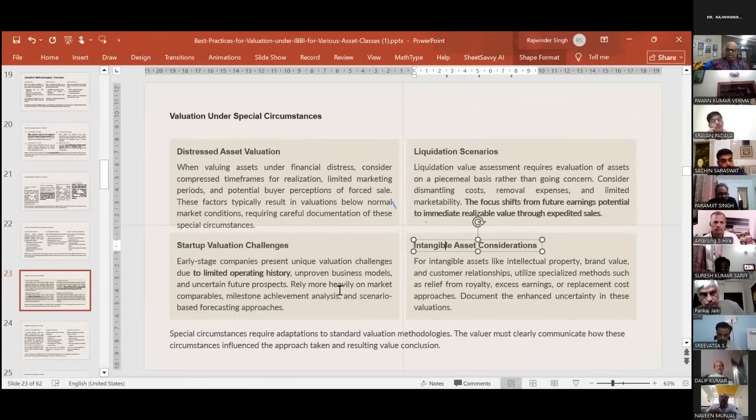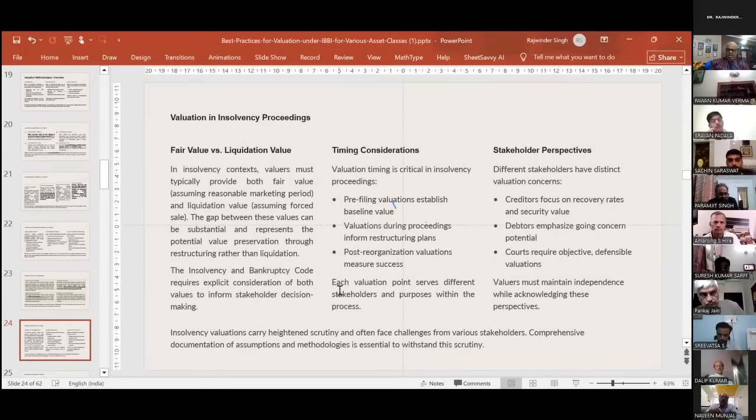So now we will discuss valuation in insolvency proceedings. First, as a valuer, you must know the things which are important when you are doing valuation for insolvency. First, you must know the difference between fair value and liquidation value. Second important thing is timing consideration. And third, you must know the stakeholders' perspective. What is the stakeholders' perspective of the asset which you are valuing?